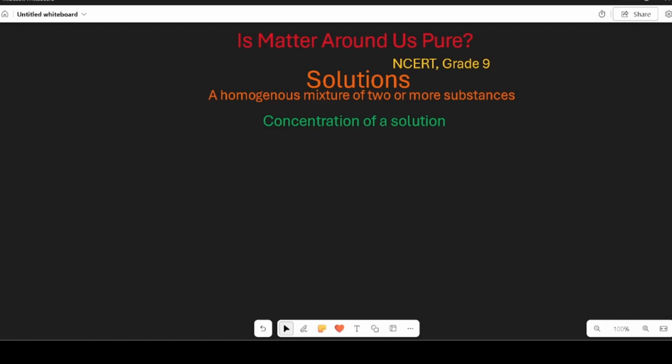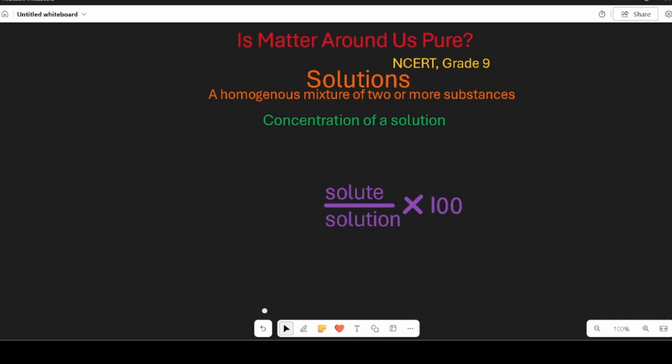So there are various ways of expressing the concentration of a solution. The first one is mass by mass percentage of a solution. This is the formula for mass by mass percentage of a solution. It is mass of solute over mass of solution into 100. Now let's talk about mass by volume percentage of a solution. That would be mass of solute divided by the volume of solution into 100. Volume by volume percentage is volume of solute divided by volume of solution into 100.